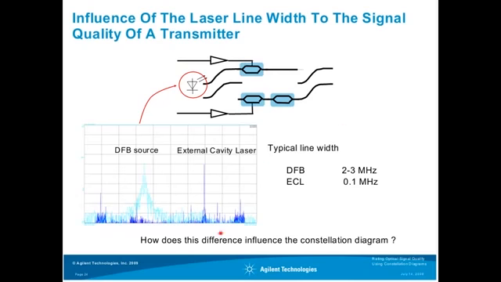This is a high resolution spectrum of the DFB source used in this case. And in addition, I have shown an external cavity laser, which has a very low line width of about 100 kilohertz, in contrast to the DFB laser, which has a line width of typically 2 to 3 megahertz. So the question here again is, how does this difference influence the constellation diagram, or does it even influence the constellation diagram?